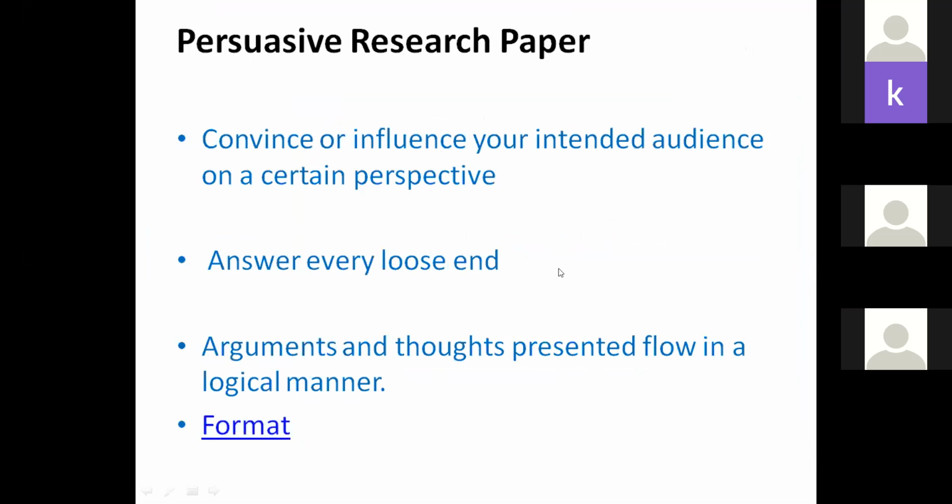Next comes the persuasive research paper. Persuasive research paper or argumentative paper, almost the same pattern and format. Persuasive means what? You are persuading someone. So here, writing a persuasive paper means you are tasked to convince or influence your intended audience on some perspective. So now you can correlate argumentative and perspective. It is going to be the same.